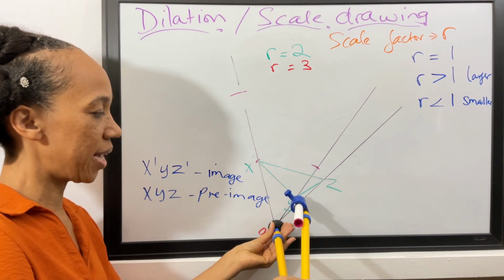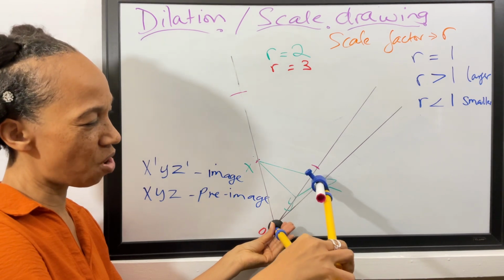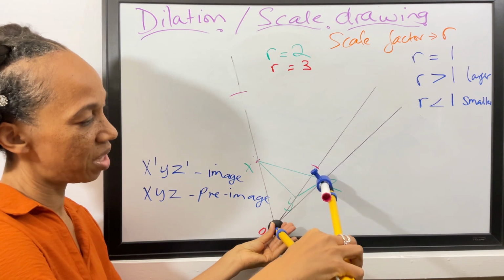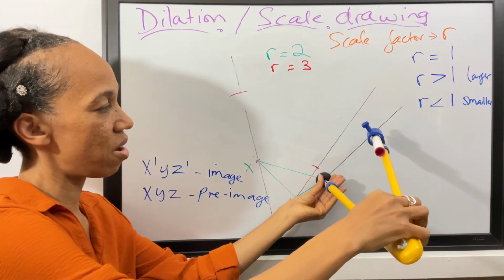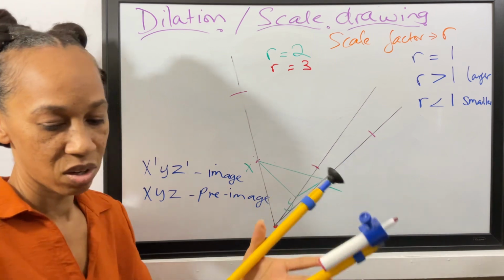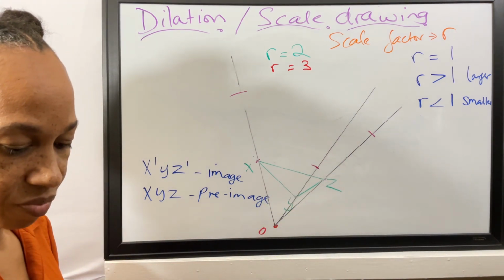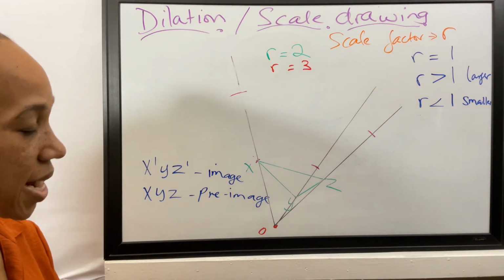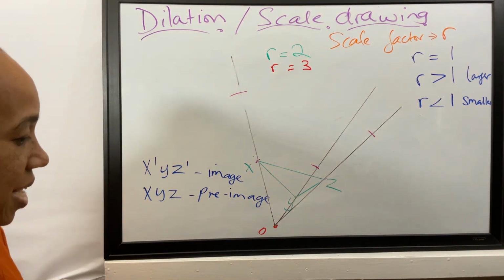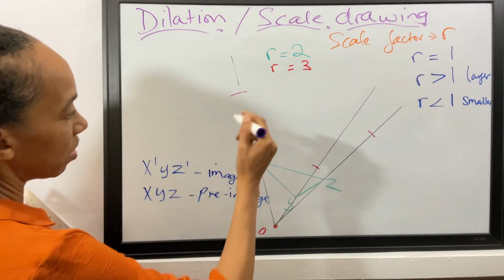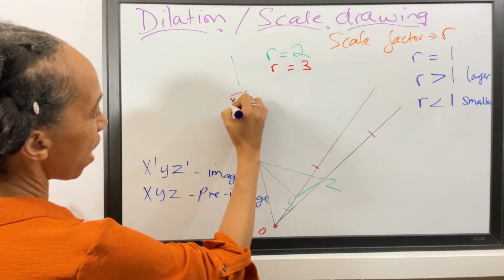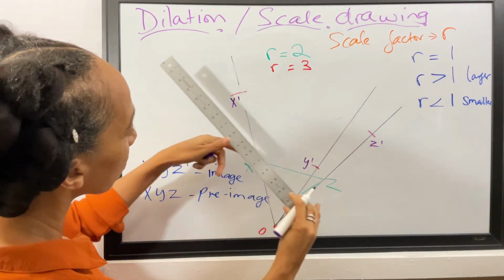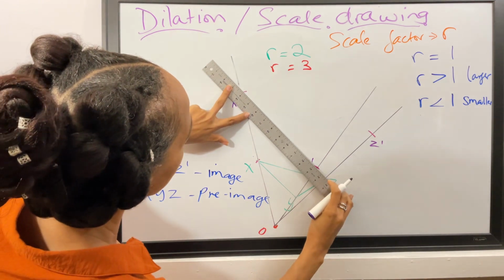I'm going to come back to my center O, grab my measurement for OZ, and slide it up here and get that. Okay, so I have that. All I need to do now is connect my points. So I'm going to label this as X prime, Y prime, and Z prime. So I am going to connect these.